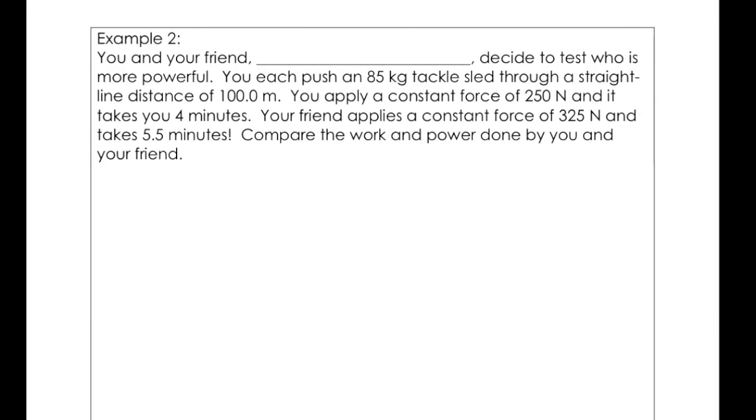For this following problem, you and your friend, and you can decide who your friend is. I'm going to pick Mickey. Decide to test who is more powerful. You each push a 85 kilogram tackle sled through a straight line distance of 100 meters. You apply a constant force of 250 newtons and it takes you 4 minutes. Your friend applies a constant force of 325 newtons and takes 5.5 minutes. Compare the work and power done by you and your friend.